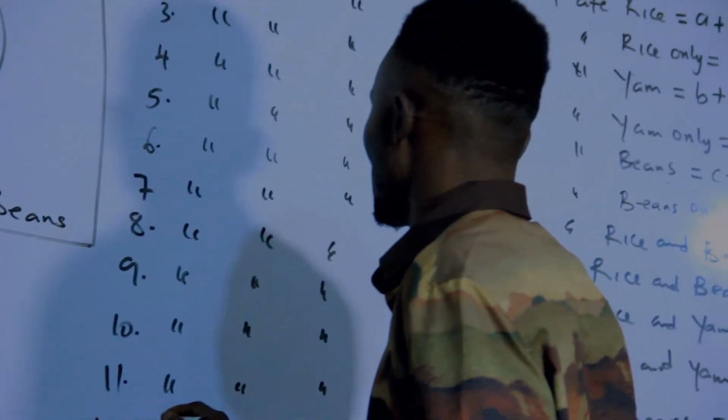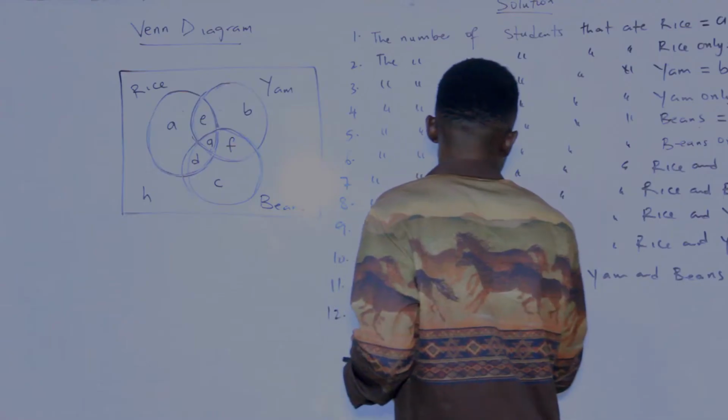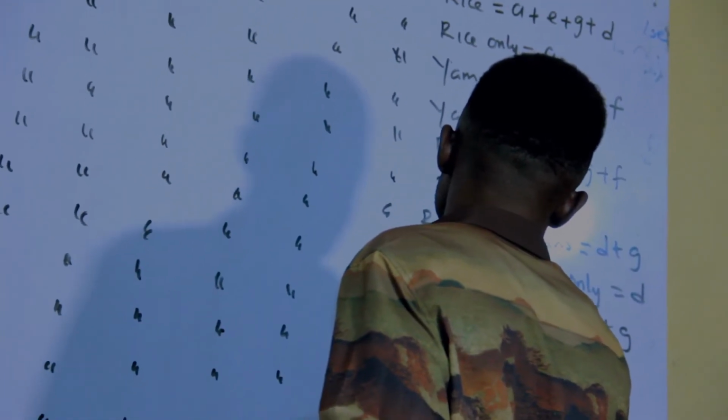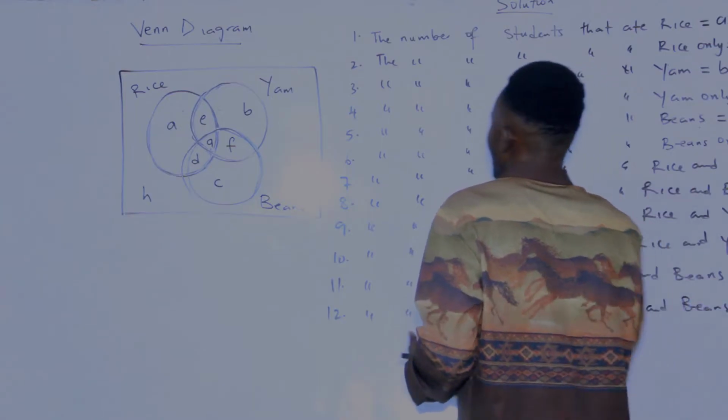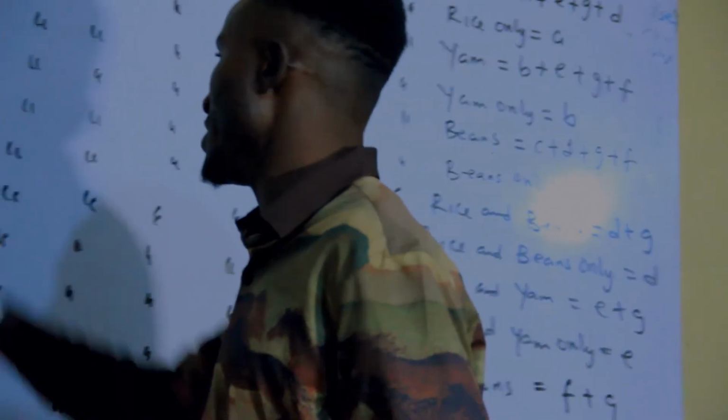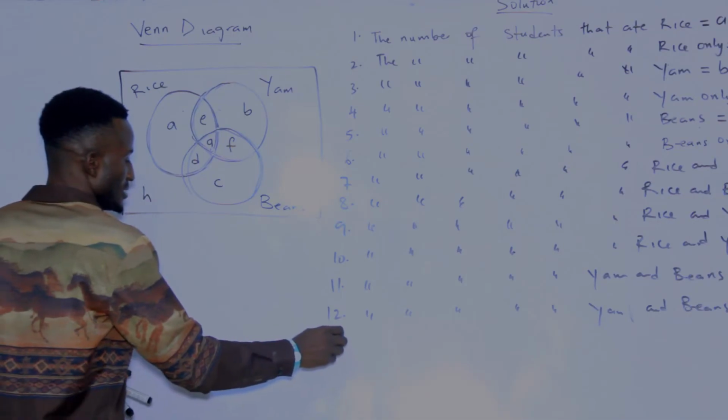And if they ask, number 12, number of students that ate yam and beans only. Yam and beans only. You have it to be what? F. Just only F.